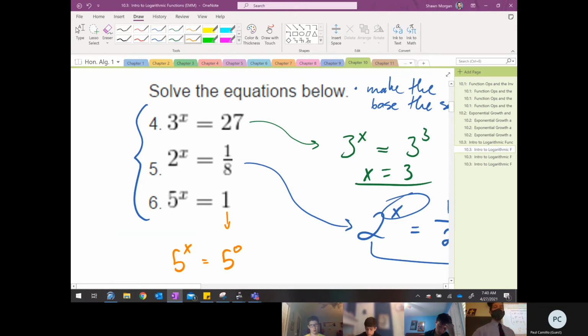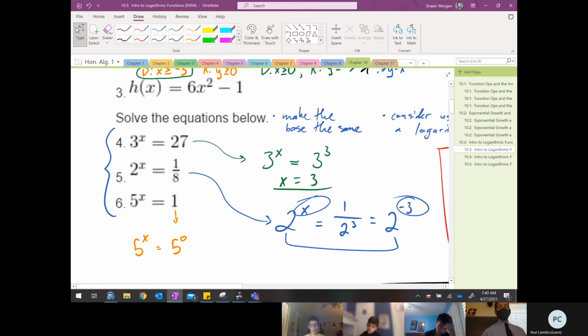So my first technique for solving an equation where the variable is in the exponent is to say, ooh, could I make the base the same somehow? And if I can, let me think about doing it that way. But that naturally begs the question, what if I cannot make the base the same?